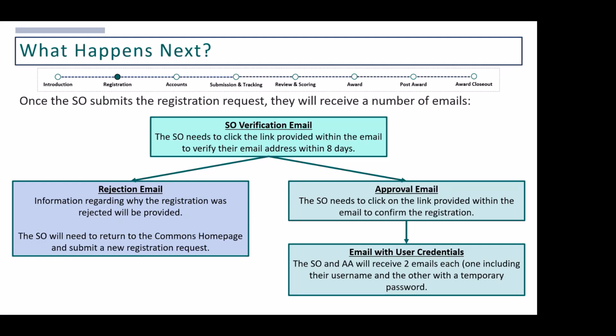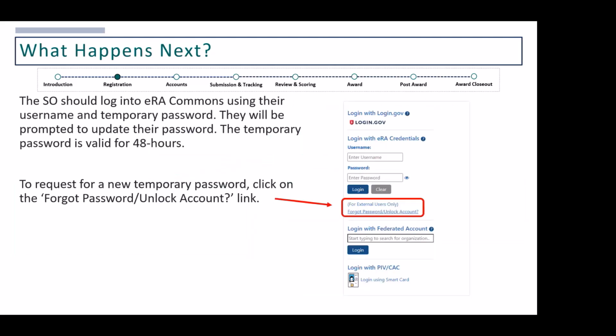Shortly after, 2 separate emails, one including the username provided on the registration form, and another with the temporary password, will be sent to the SO and an account administrator if one was added during that request. Using the username and temporary password, the SO should log into eRA Commons. They'll be prompted to update their password after logging in. The temporary password is valid for 48 hours. If the SO does not log in with the temporary password within 48 hours, a new one can be requested by clicking on Forgot Password, Unlock Account.